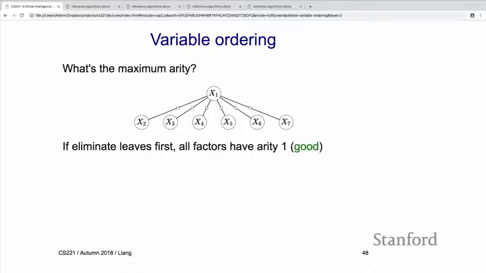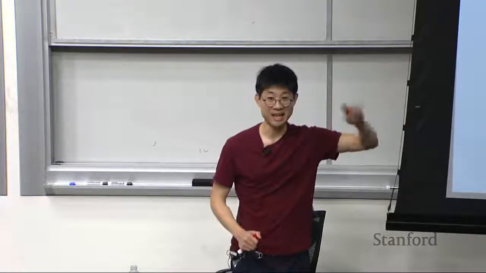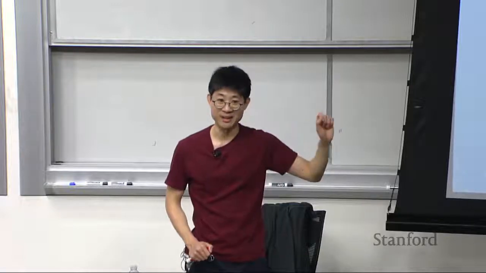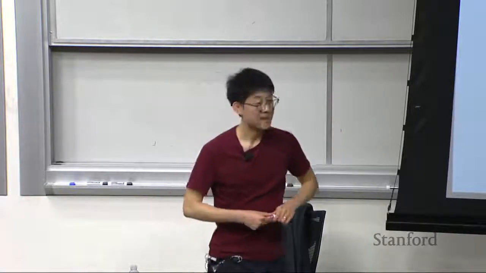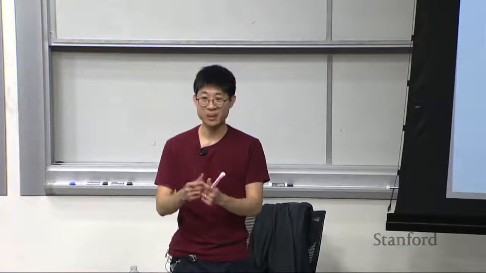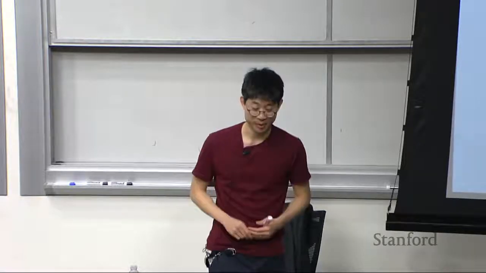Okay, so what is the actual maximum arity factor that you encounter when you're doing variable elimination? And what we're referring to here is as you eliminate variables, each factor is one of these squares, and the number of edges coming out of it is its arity. So you want to eliminate variables in a way that leaves you with factors that don't have a high arity, because the higher the arity, the more complexity it takes to eliminate a variable from that factor.